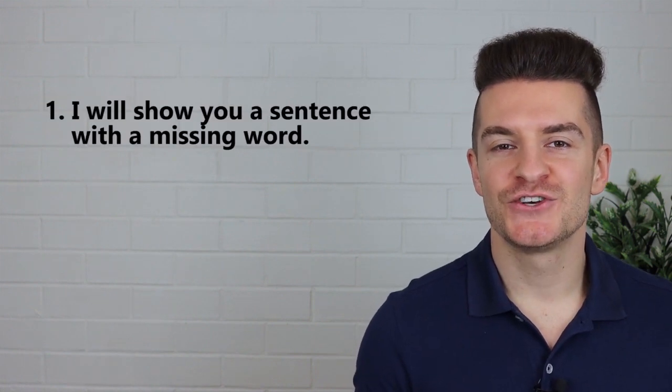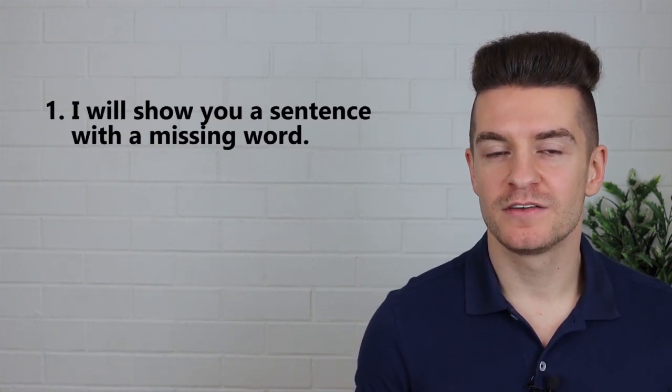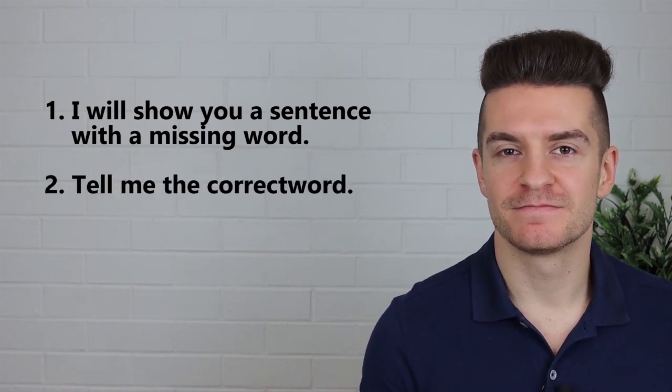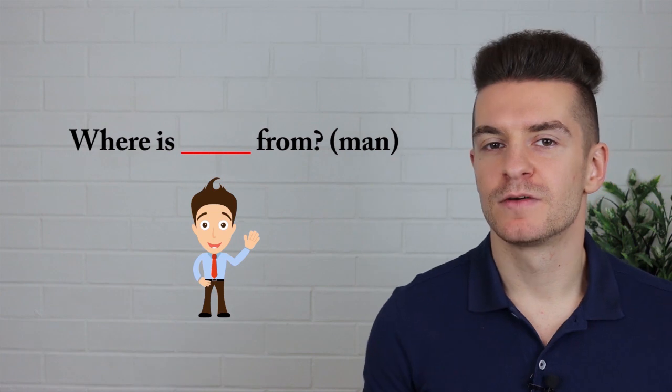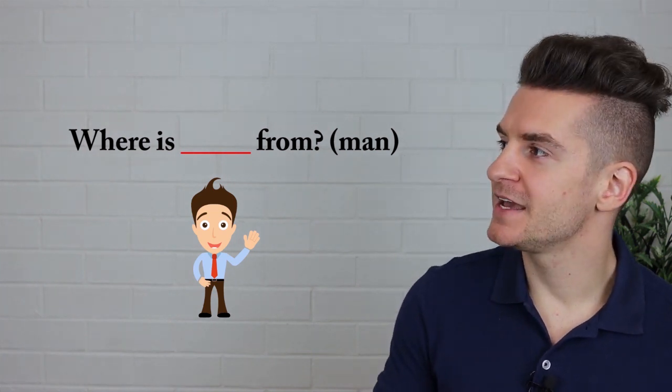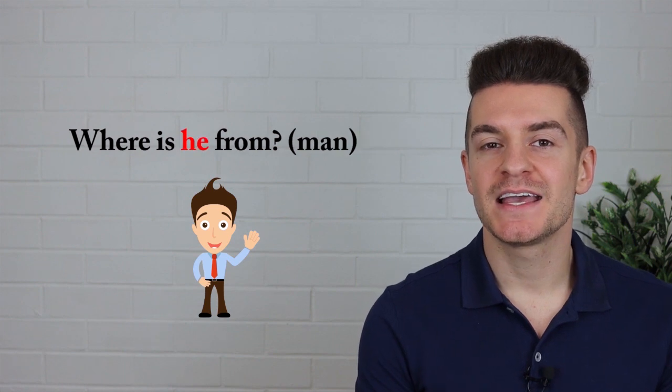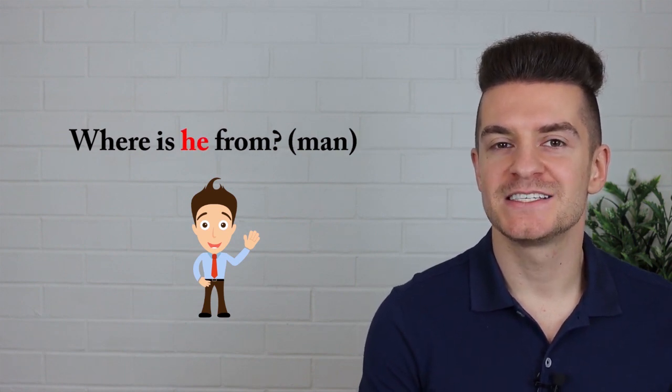Okay, we have learned 3 basic phrases for today, but let's just quickly test your understanding with a quiz. I will show you a sentence with a missing word, and I want you to tell me what is the correct word. Let's have a look at the first one. Where is from for a man? The correct answer is, where is he from?